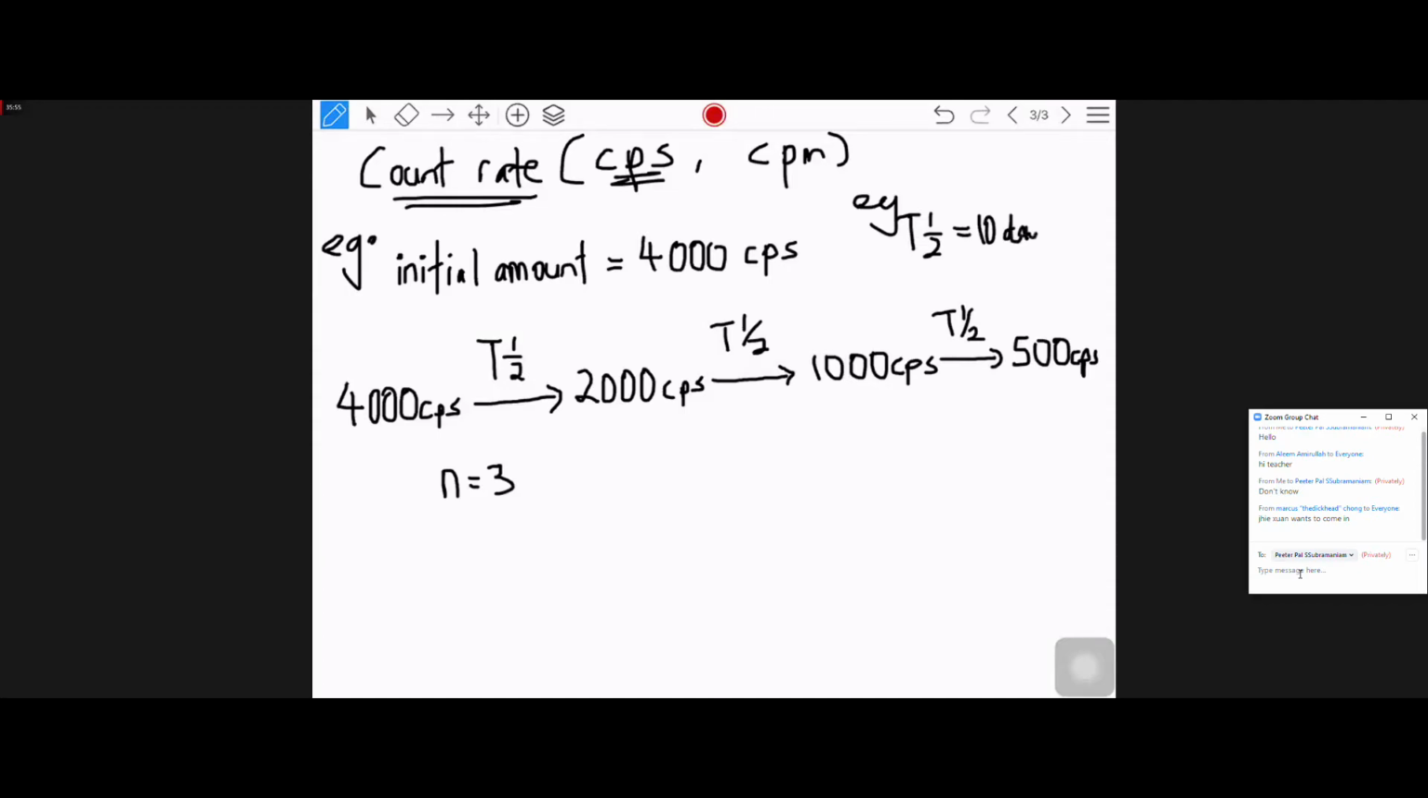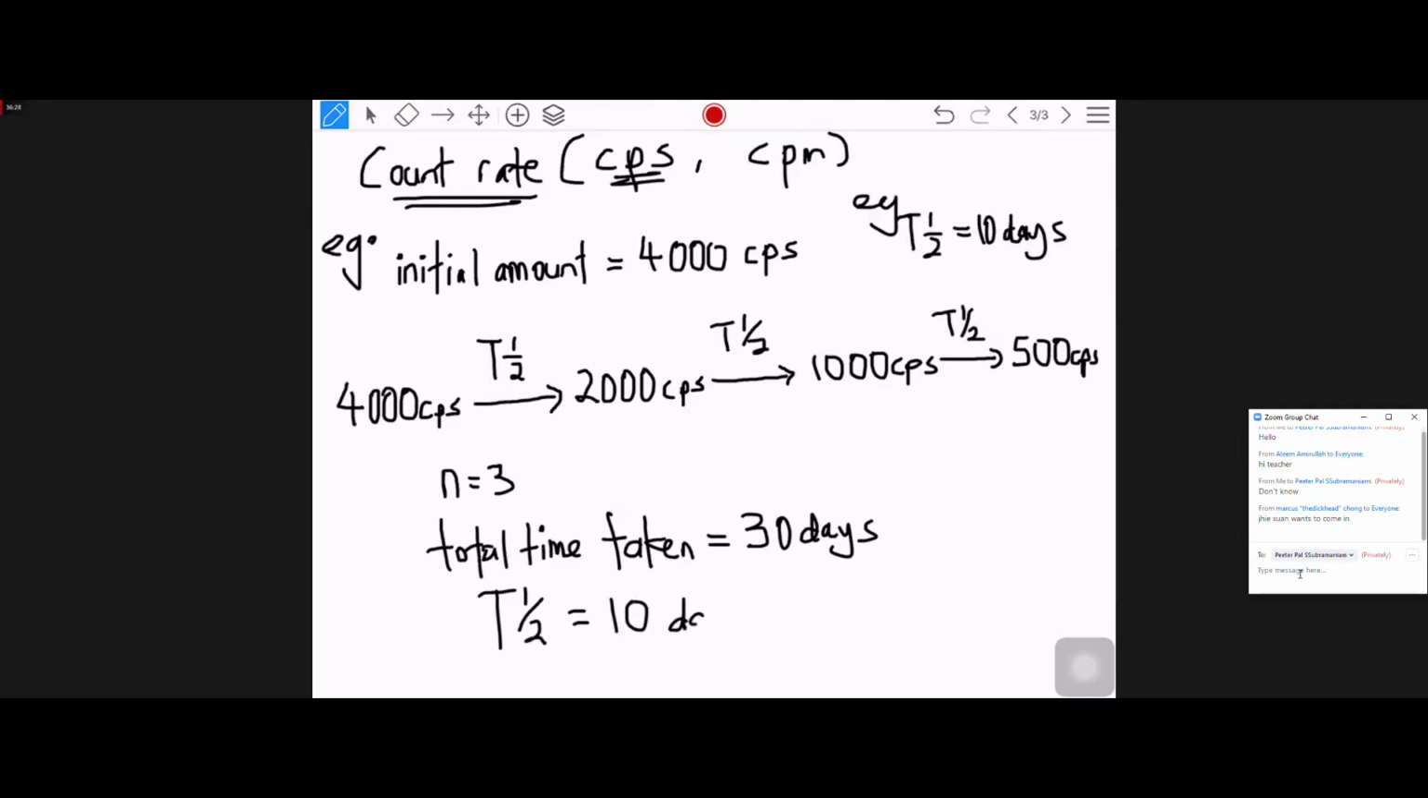10 days. That means each half-life is 10 days. So the total time taken will be 30 days. Why 30 days? You count lah. 10 plus 10 plus 10, total 30 days. Each of the half-lives took a time frame of 10 days. So total 30 days. Alright?